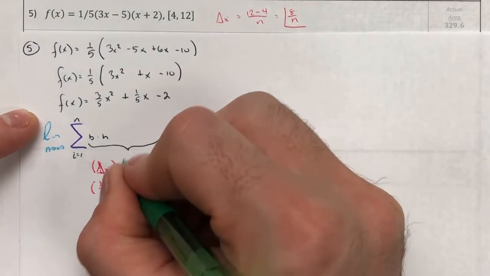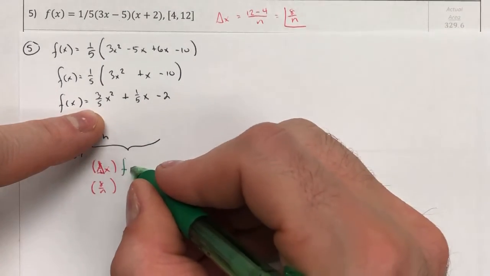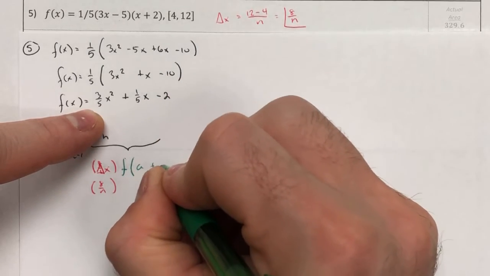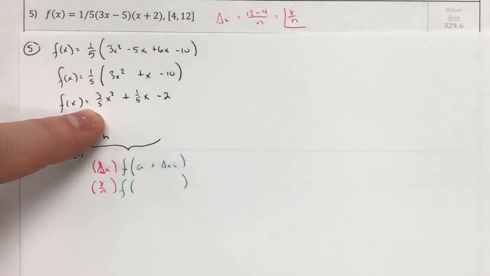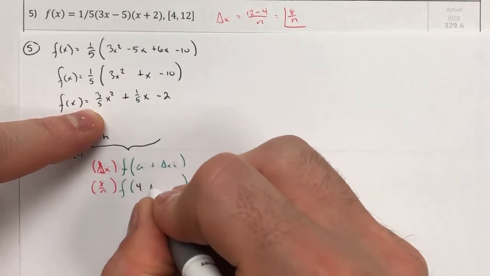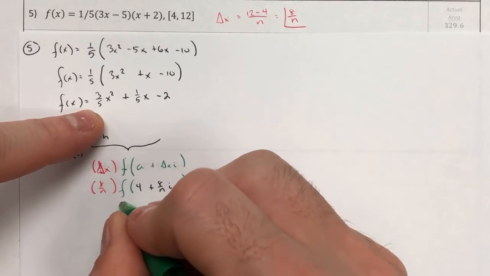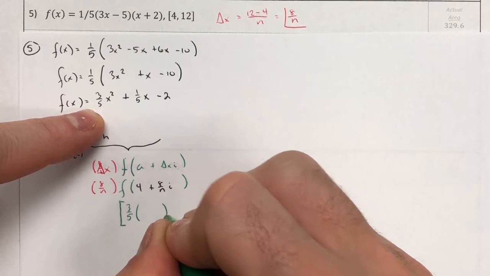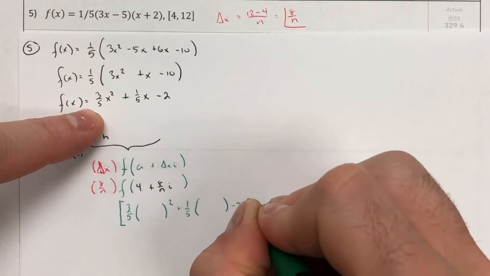My height is going to be the function evaluated at each point. We're going to use the right endpoints of a plus delta x i, which means that we are going to plug in our starting point of 4 plus 8 over n i. Cool. So our function, as we evaluated, is going to be 3/5 that number squared plus 1/5 that number minus 2.